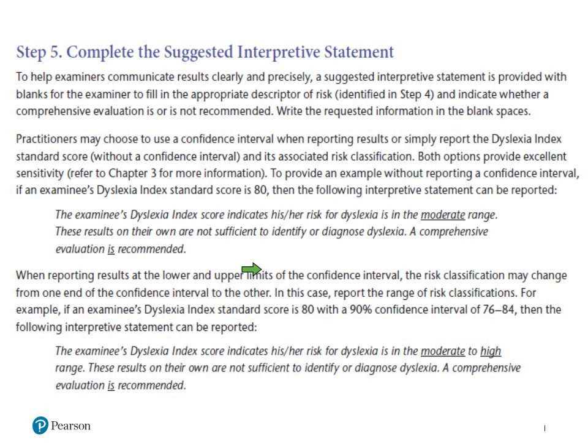And then if we look here, it's again, complete the suggested interpretive statement. So it's a very similar process depending on which test you use. It should look very, very similar for both of you, the users here.